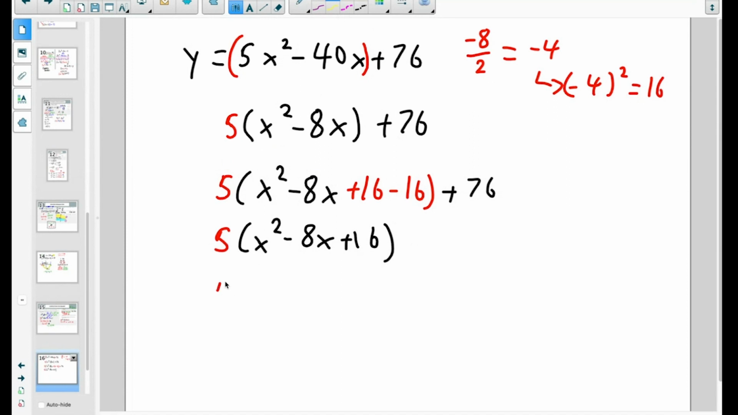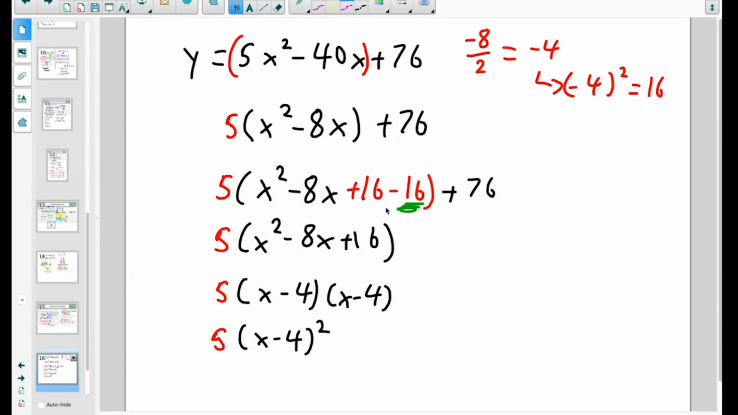So I'll just kind of run through this first. This would give me x minus 4 times x minus 4, and hopefully that part makes sense. 5, and then x minus 4 squared. Okay, so what happened to this negative 16? Well, if I want to take that negative 16 out, I have to multiply it with the positive 5 first. So this actually comes out as negative 80, okay, when I take it outside of the brackets.